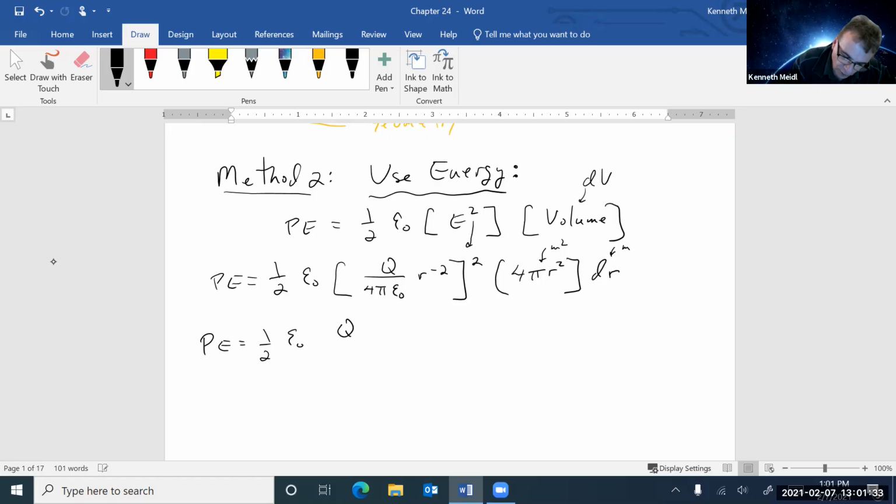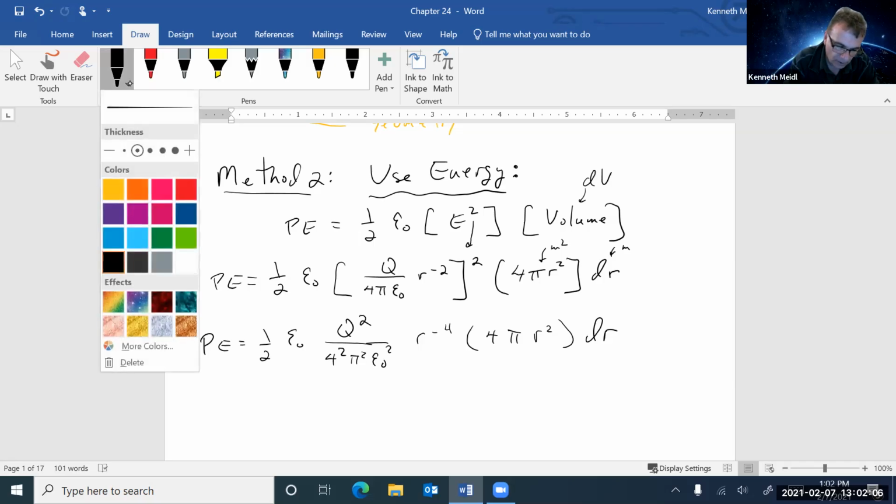So you're going to have a q here, and it's squared. And maybe you have a 4 squared, you have a pi squared, you have an epsilon squared. Maybe you have an r to the -4 here. And then I'm going to multiply by a 4, a pi, and an r squared there times the dr. So eventually I'm going to integrate this. I'm just going to try to see exactly what it is that's going to get integrated.